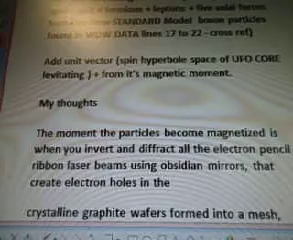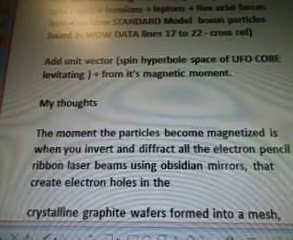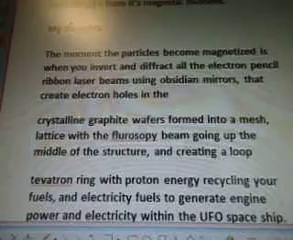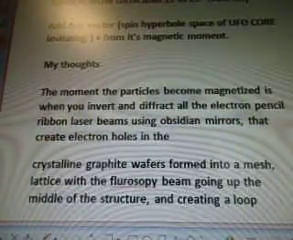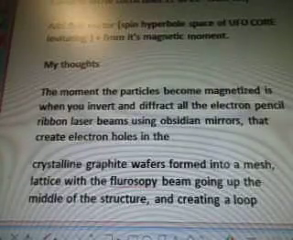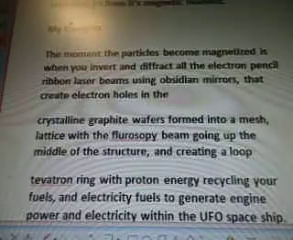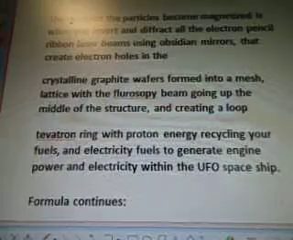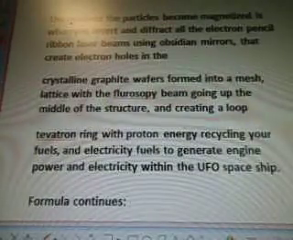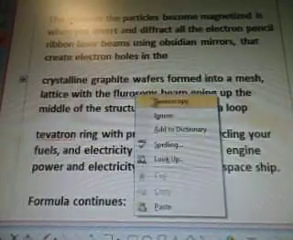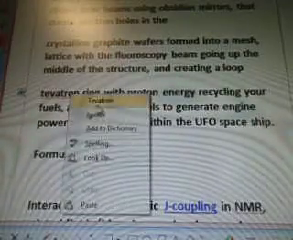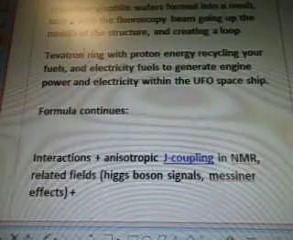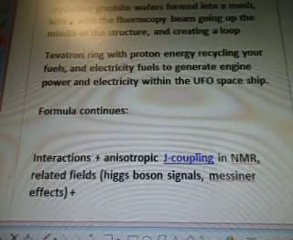Add unit vector, spin, hyperbole, space of UFO core levitating from its magnetic moment. My thoughts. The moment the particle becomes magnetized is when you invert and diffract all the electron pencil ribbon laser beams using obsidian mirrors that create electron holes in the crystalline graphite wafers, formed into a mesh lattice with the fluoroscopy beam going up the middle of the structure and creating a loop tabitron ring with proton energy recycling your fuels and electricity fuels to generate engine power and electricity within the UFO spaceship.